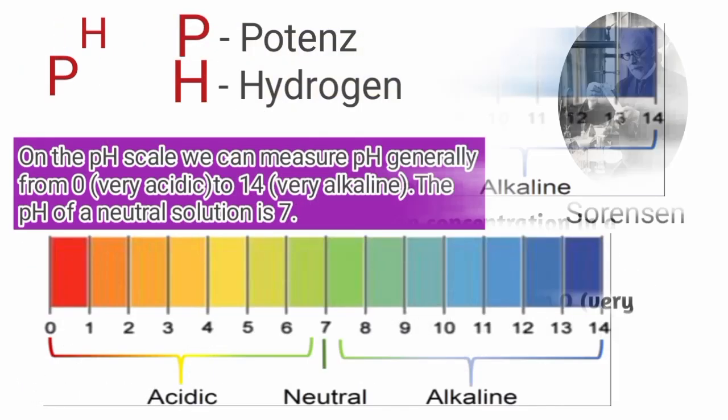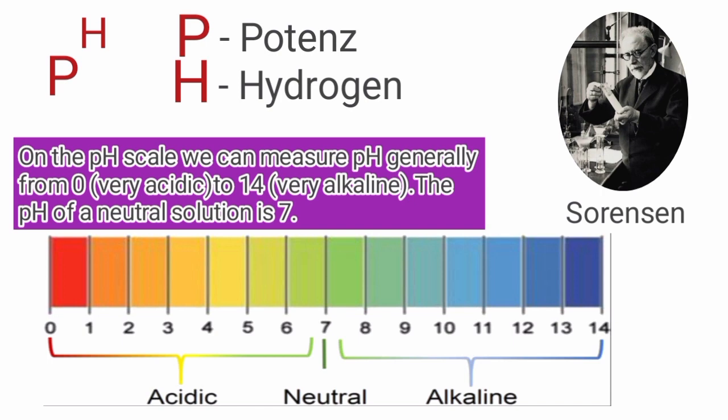We are using the scale called the pH scale. This pH scale was discovered by a scientist named Sorensen. So what is pH? P for potency and H for hydrogen. This potency means power. Potency is actually a German word.